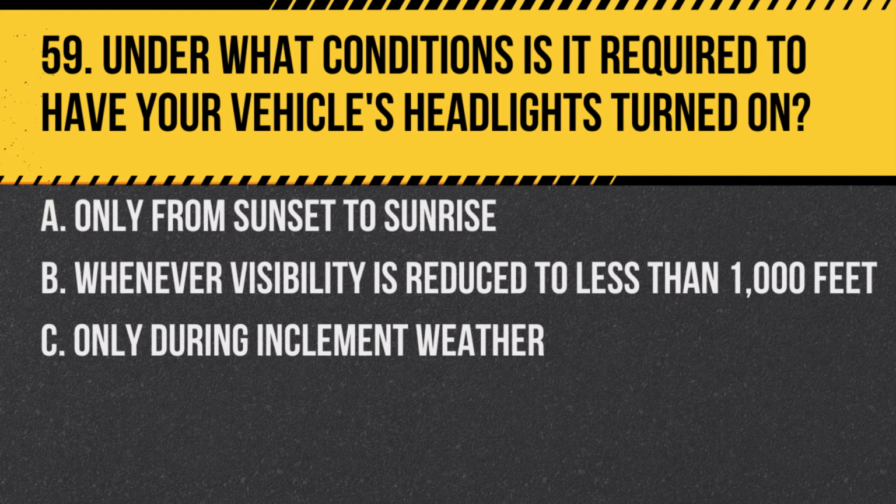Question 59. Under what conditions is it required to have your vehicle's headlights turned on? A. Only from sunset to sunrise. B. Whenever visibility is reduced to less than 1,000 feet. C. Only during inclement weather. Answer: B. Whenever visibility is reduced to less than 1,000 feet. This includes times of day, weather conditions, or any situation where visibility is compromised.